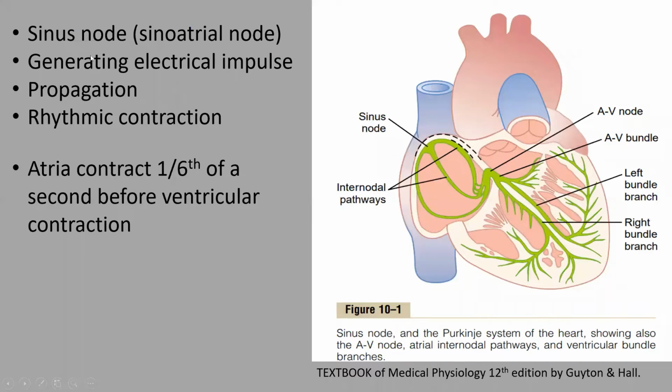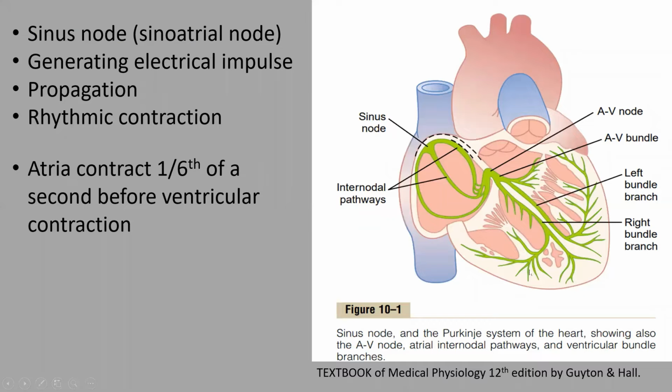The electrical impulse is generated in the sinus node or sinoatrial node. So this is a specialized non-contractile myocardium. And why is it non-contractile myocardium? Because the contractile protein is almost negligible. So they don't have the contractile protein and they cannot contract.